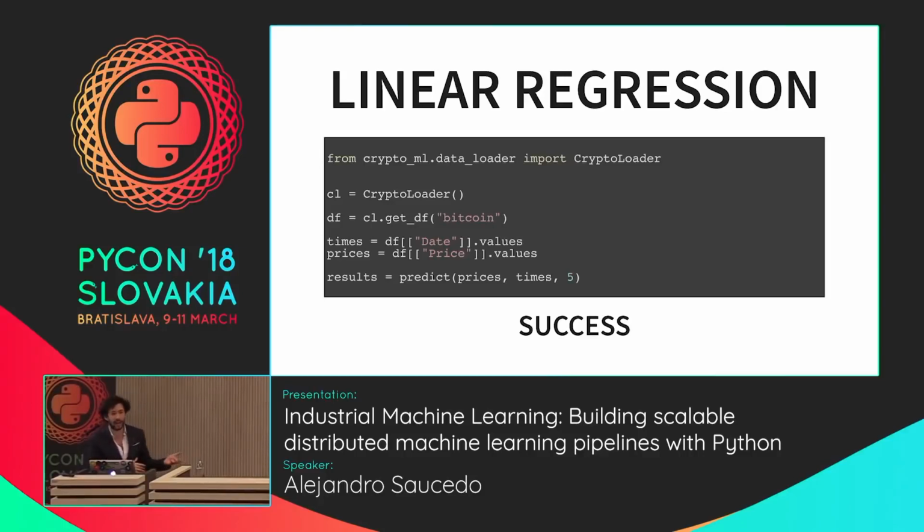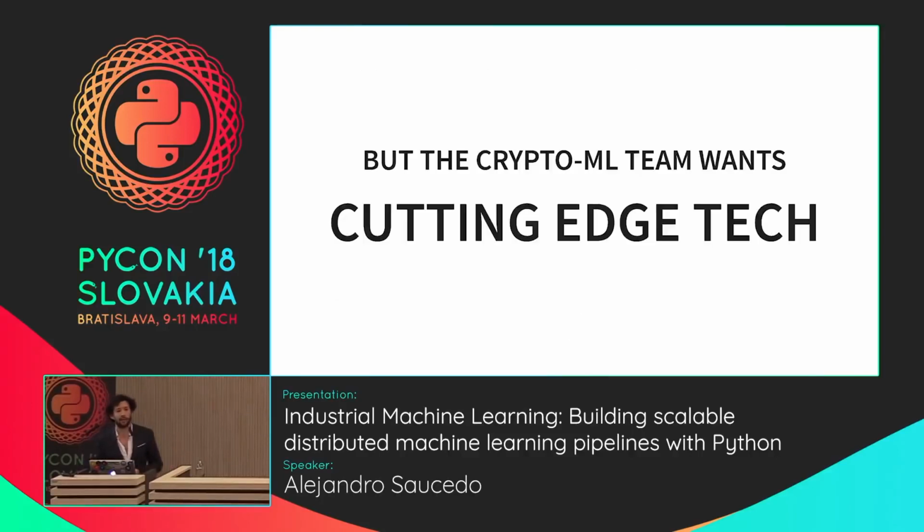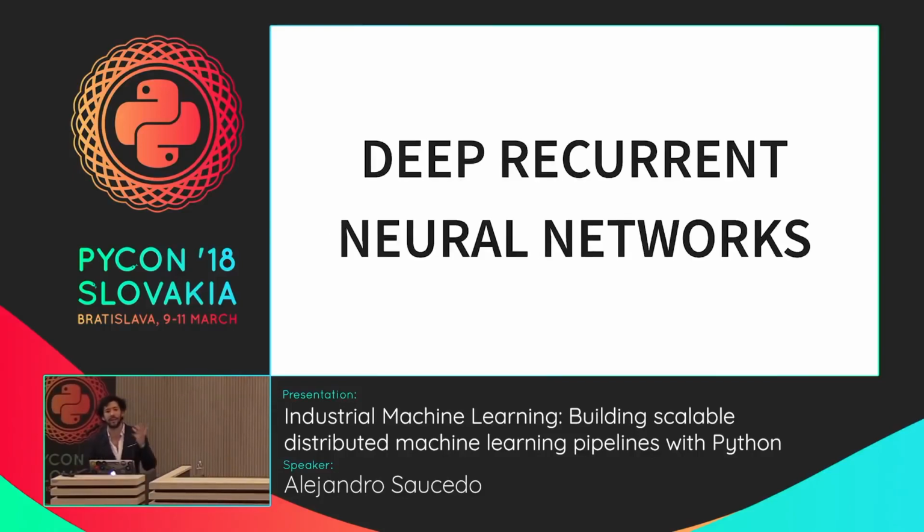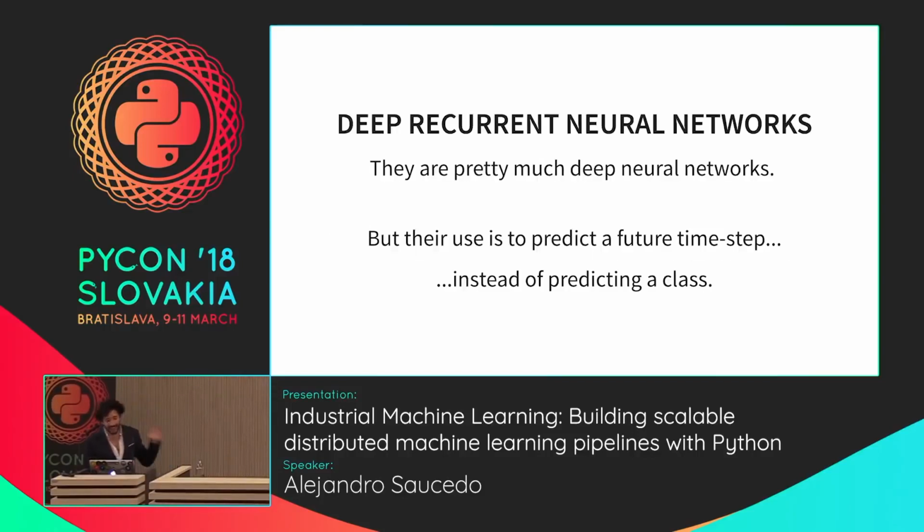If we take this as a basis, we would put in that by 2600, cryptocurrency is going to be the most valuable asset in the entire universe, right? And we basically want to find some more intelligent approach. Right, and the CryptoML team wants cutting-edge tech, right? Otherwise, they're not gonna get featured in TechCrunch, right? And that's when deep recurrent neural networks come in.